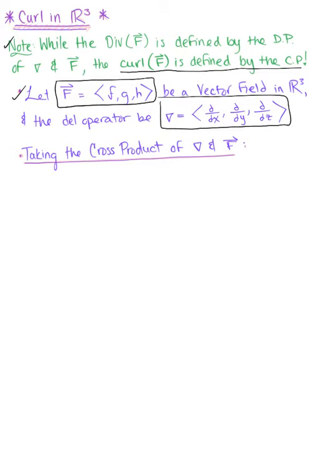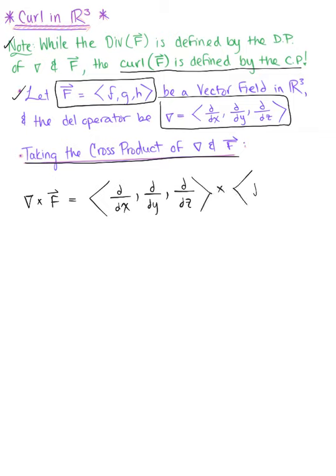So to compute the curl of our vector field, we want to now take the cross product of the del operator and that vector field. So here we go. We have del cross vector F, our vector field. So again, we have the del operator ddx, ddy, ddz, and we are crossing this with our vector field defined by the components f, g, h.